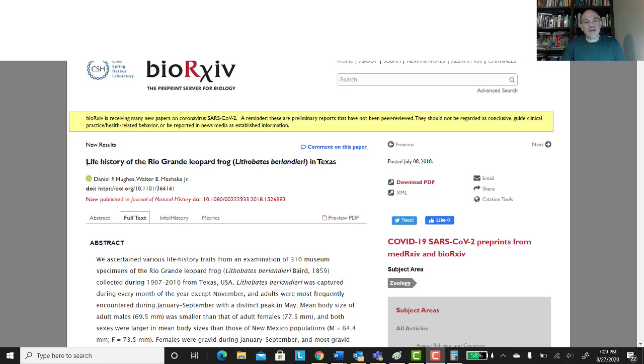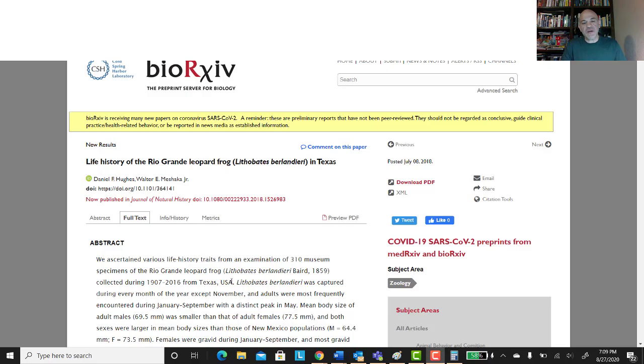This is an actual scientific report in the Journal of Natural History on the life history of the Rio Grande leopard frog. So that actual leopard frog from the activity where you collected the data in the simulation, that is a real frog. We really do find it here in ponds and lakes in our area. It does have a pretty wide distribution.